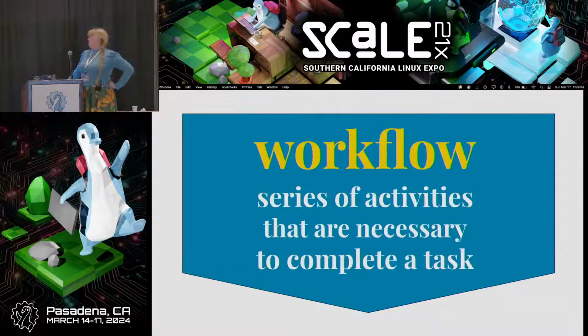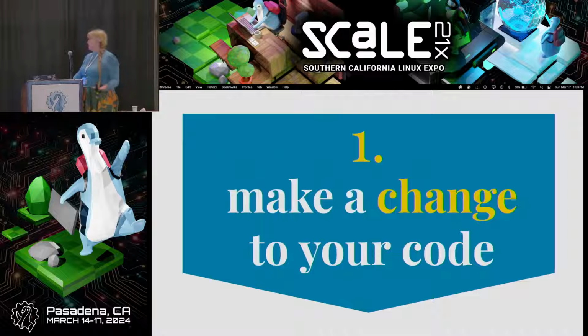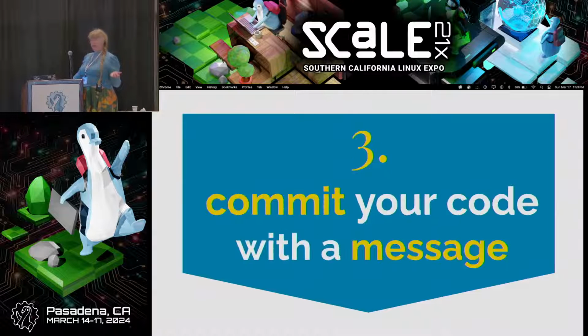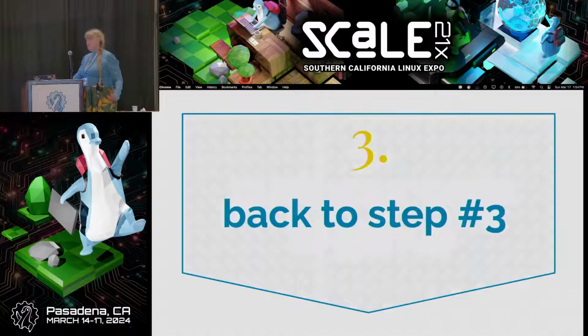Your Git workflow is a series of activities that are necessary to complete a task. That's what a general workflow is, any kind of workflow, whether it's to clean your house or to rake your yard. You have a series of tasks. The Git workflow, at its most basic, is you make a change to your code, you add your code, you commit your code with a message, and you push your code to GitHub. You don't have to do this last thing if you don't want to save it forever, but if you work on a team, it's your best bet.